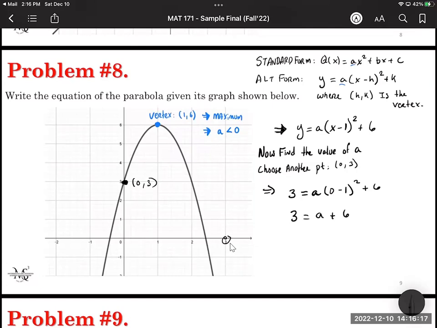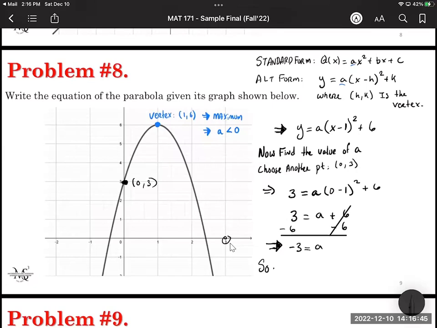How do I get a by itself? You have to subtract the 6. If I subtract 6 on both sides, the 6 on the right will cancel. What's 3 minus 6? Negative 3. So you get negative 3 is equal to a.